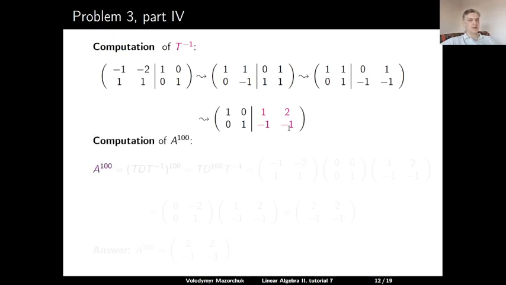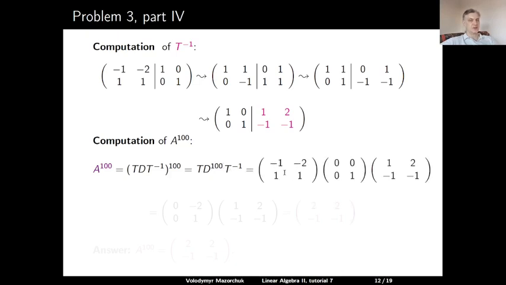And now we compute A to the power 100. This is equal to T D T inverse to the power 100, which is equal to T, D to the power 100, T inverse. So T is minus 1, minus 2, 1, 1. D to the power 100: the matrix D was the diagonal matrix with 0 and minus 1 on the main diagonal. So 0 to the power 100 is 0. Minus 1 to the power 100 is 1. So in the middle we have the matrix 0, 0, 0, 1. And T inverse we just computed: 1, 2, minus 1, minus 1.